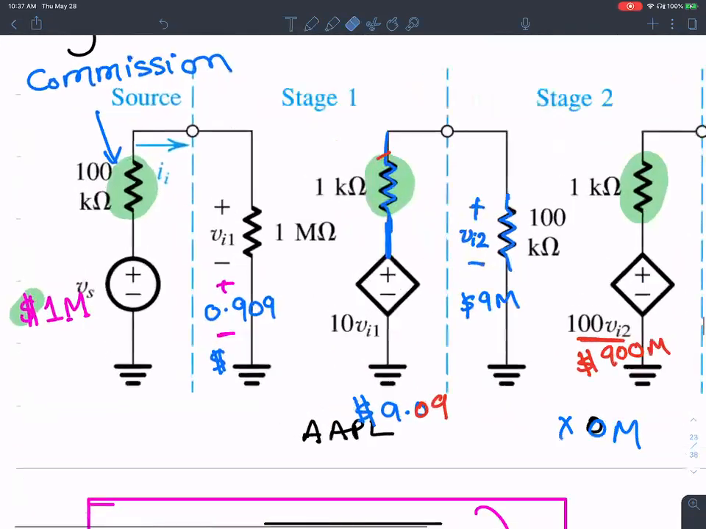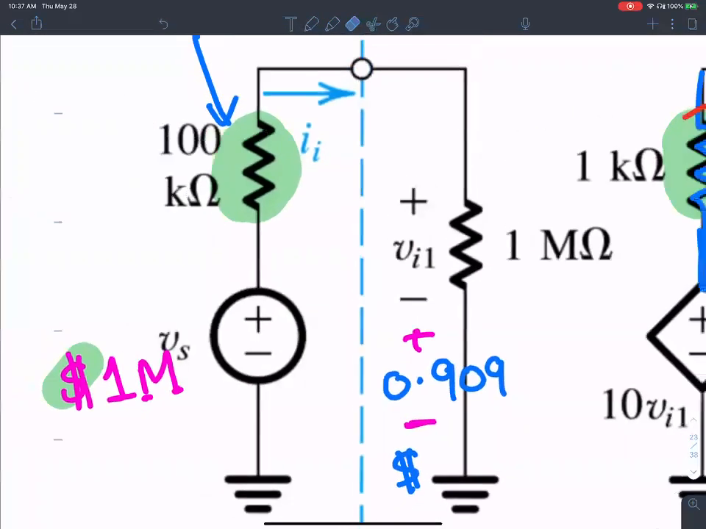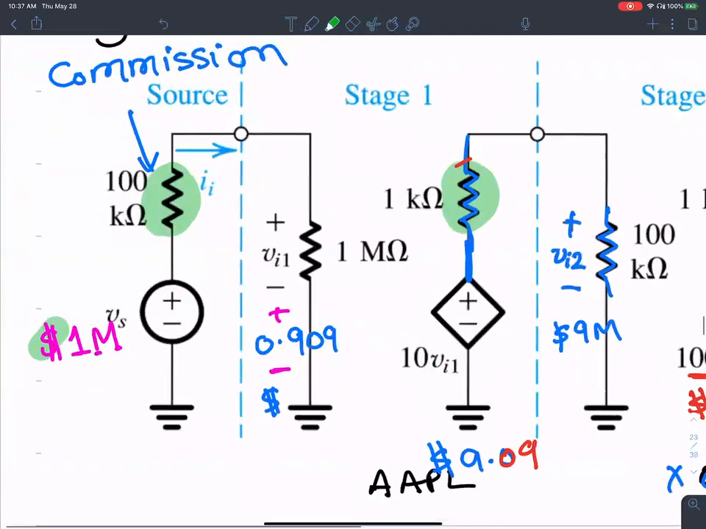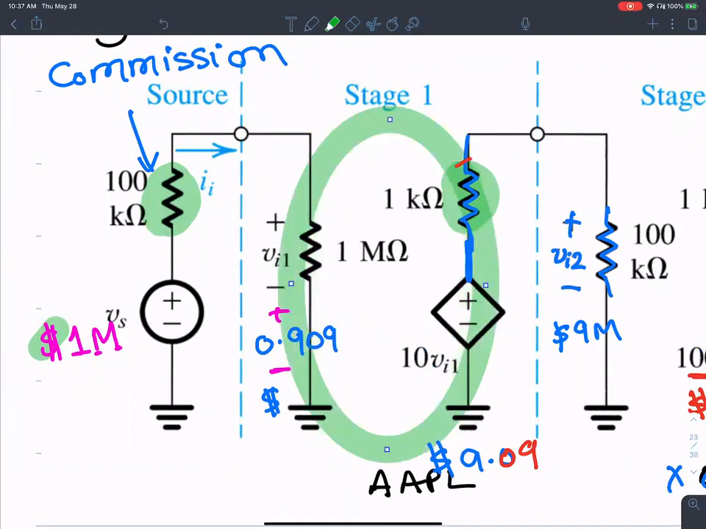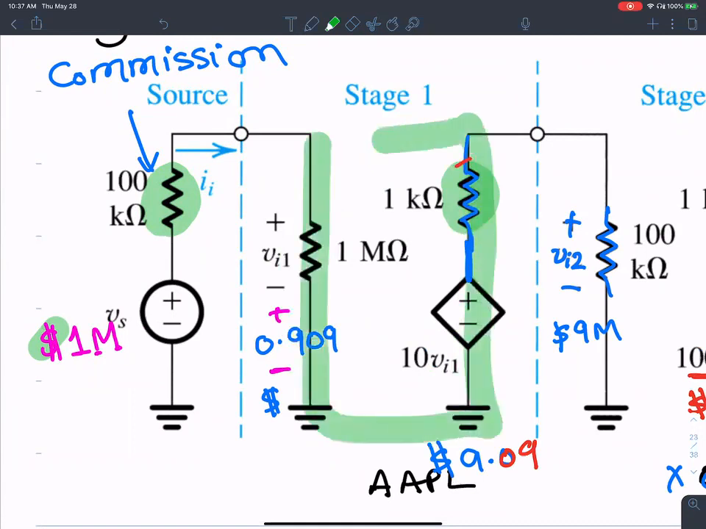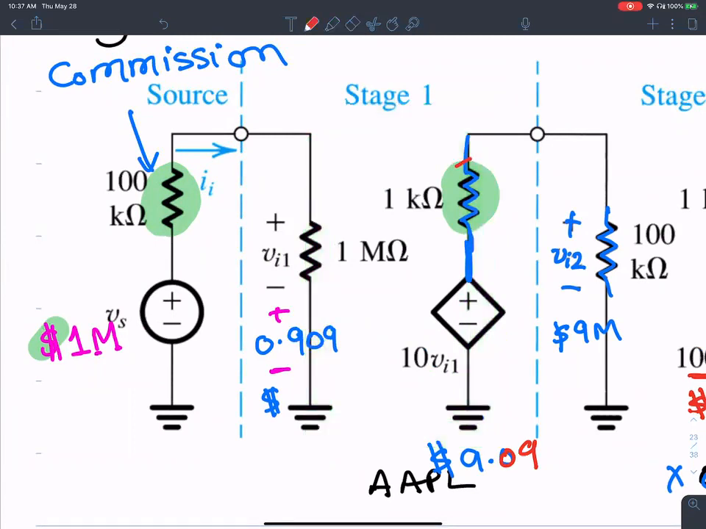I have a question for you. Take a look at this first stage. Take a look at it even before you go into the first stage. The first stage is really where the amplification is taking place, right? But even before you actually get to first stage, how can you maximize this $1 million? How do you get a big chunk of that to show up here? What can you do as a design engineer?